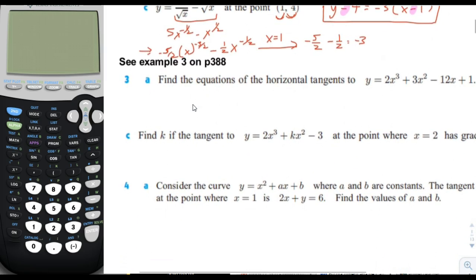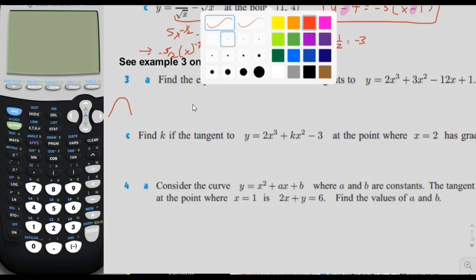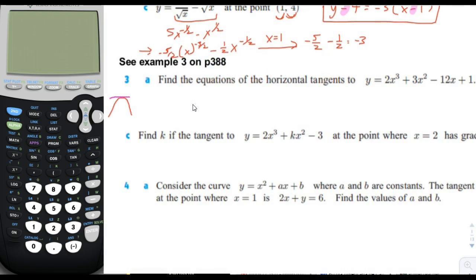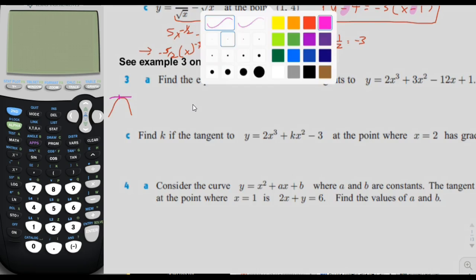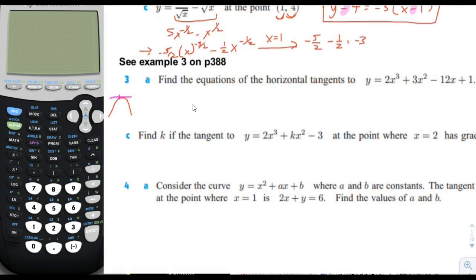Okay, maybe this is the last two. Find the equation of the horizontal tangents to, and what do I mean by horizontal tangent? A horizontal tangent would be a tangent that, like, let's see, if we have like a parabola like that, the only horizontal tangent would be this one here, right? The tangent that goes through the vertex would be a horizontal tangent. So basically what we're looking for are tangents with a gradient of 0.